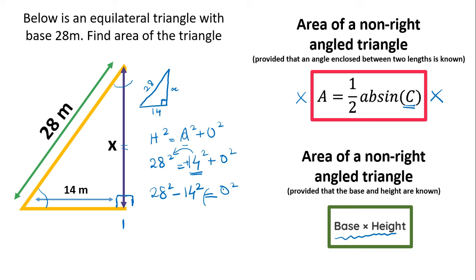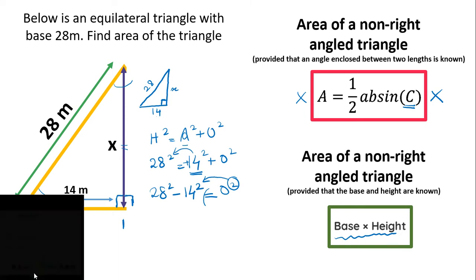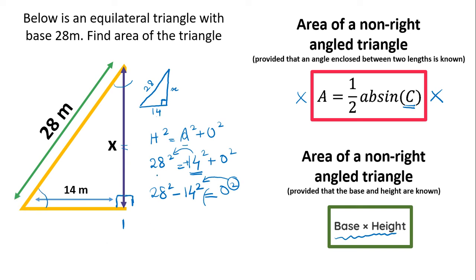Now, the next thing is that because I want to isolate the o, every single thing attached with this o needs to go to the other side. So I'm just going to take the square to the other side. Now, when the square goes to the other side, it turns into a square root. So I'm going to be writing square root of 28 squared minus 14 squared equals my o. Or perhaps in this situation it's the x, so I'm just going to write equals the x.